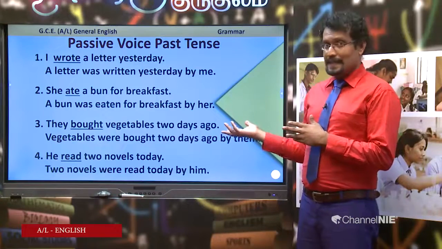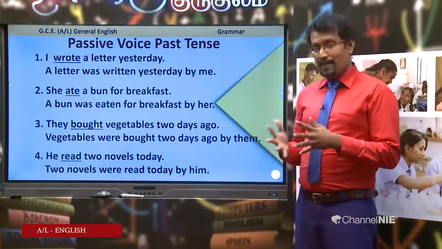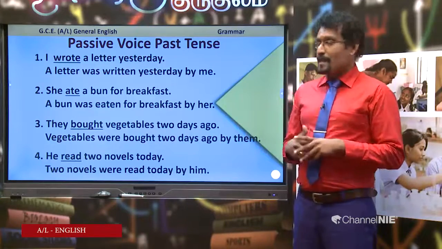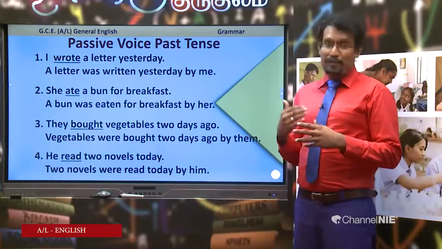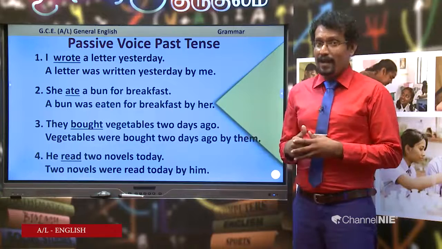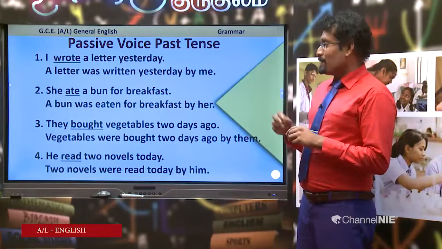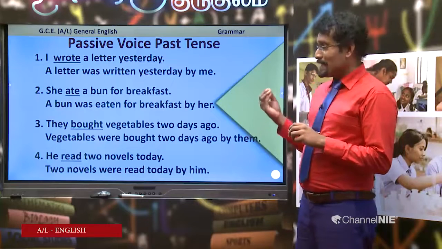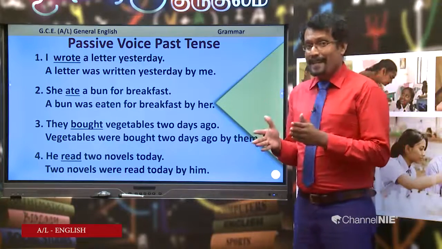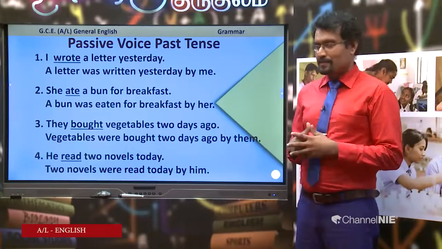Let's look at the second example. She ate a bun for breakfast. A bun was eaten for breakfast by her. Since a bun is singular, you have to use was there. A bun was eaten. Eat, ate, eaten. A bun was eaten for breakfast by her.